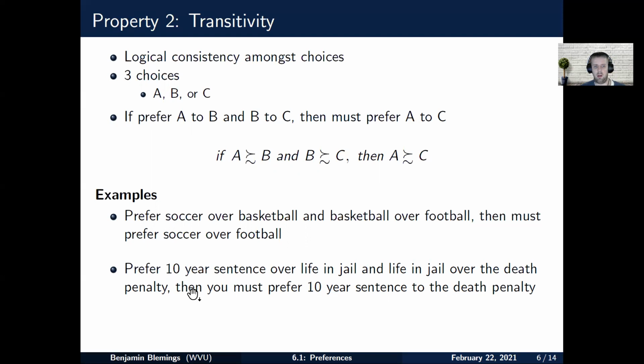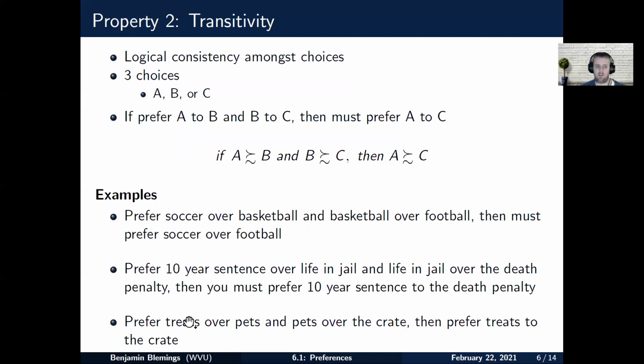You can't prefer a 10-year sentence over life in jail and life in jail over the death penalty, and then prefer the death penalty over the 10-year sentence. Then your preferences would be intransitive and they'd be violating one of our properties. Finally, with the dog, if you prefer treats over pets, and you prefer pets over being put in your crate, then you prefer treats to being in the crate. It'd be really weird if you liked going in your crate more than treats, given that you liked treats more than pets and pets more than the crate.